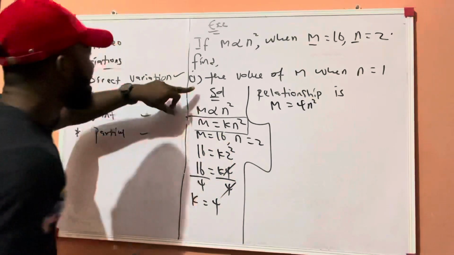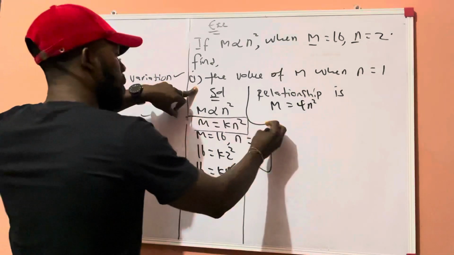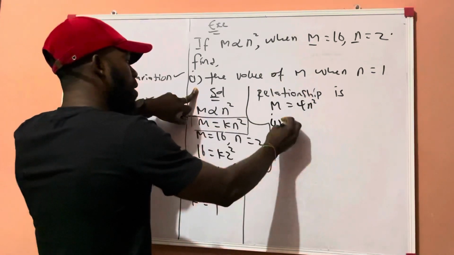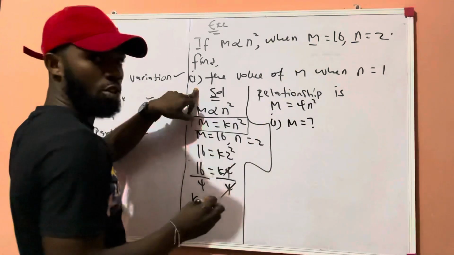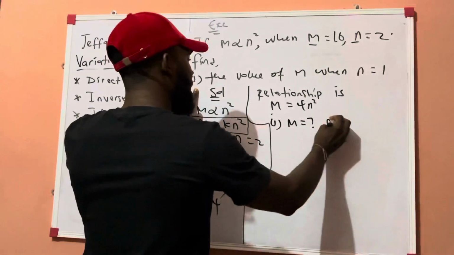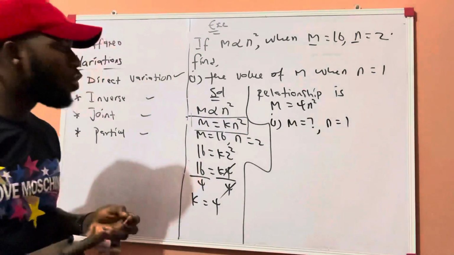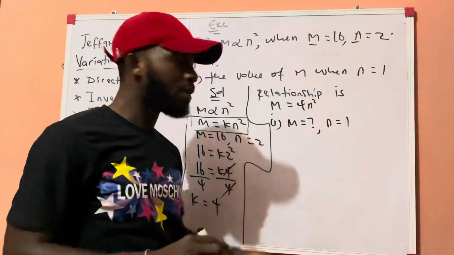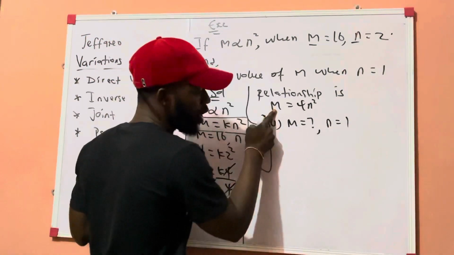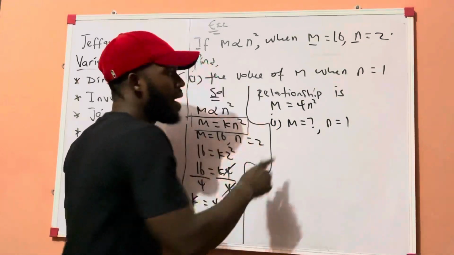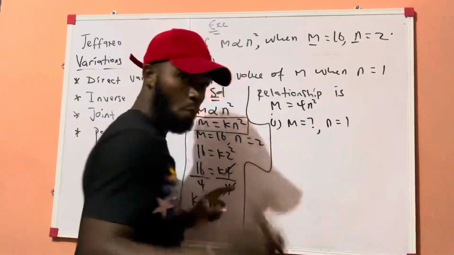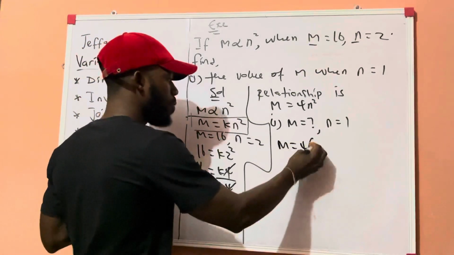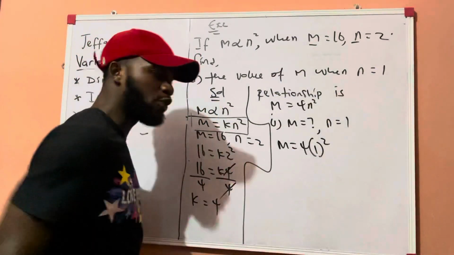Now, class, let us now solve for our Roman figure 1. Roman figure 1 says find the value of m, meaning m is a question mark. Now, what is our n? n is what? Now, what did I say we will now use to solve this? Our relationship. Anywhere I see m in our relationship, I still give the value of m, and anywhere I see n, what do I give? 1. So here becomes m is equal to 4 into brackets 1 raised to the power of 2.